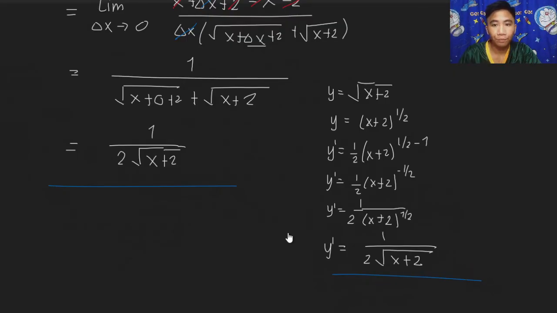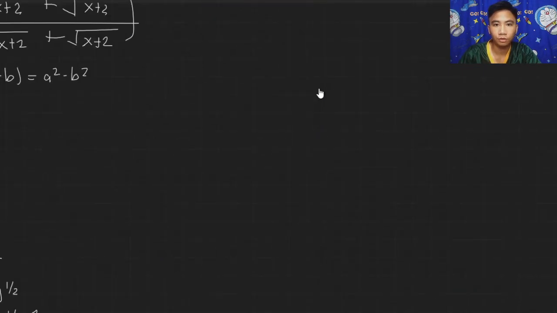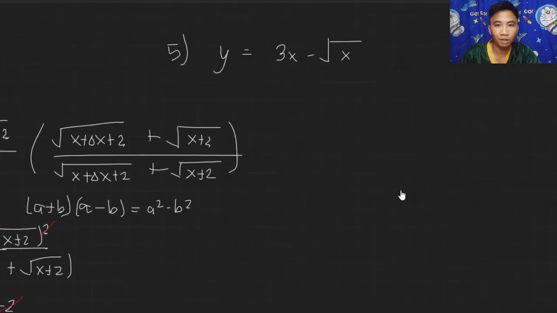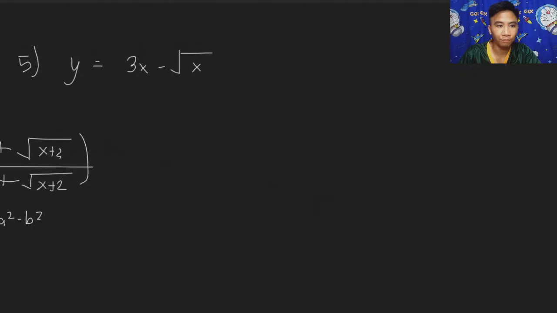So, next number naman tayo, number 4. May number 5 na pala. Ito, number 5. What if naman ganito? So, rewrite ko lang. So, y is equal to 3x minus square root of x. So, just write again the formula.